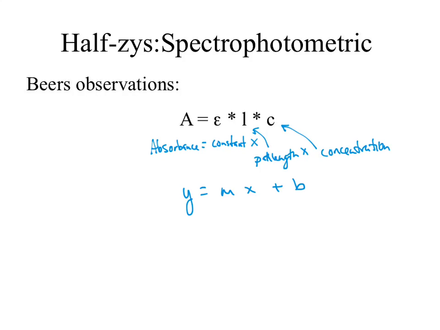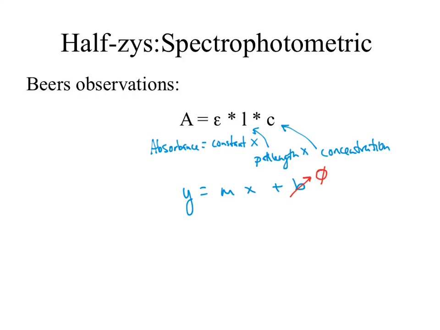What is B? Try again. Zero. There is no B in this case. It intersects at 0. Does it make sense?